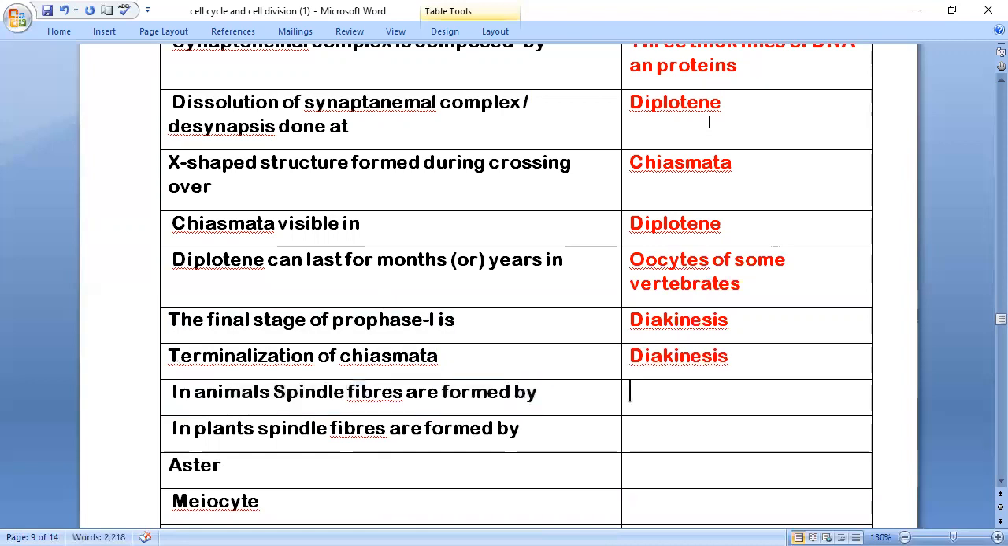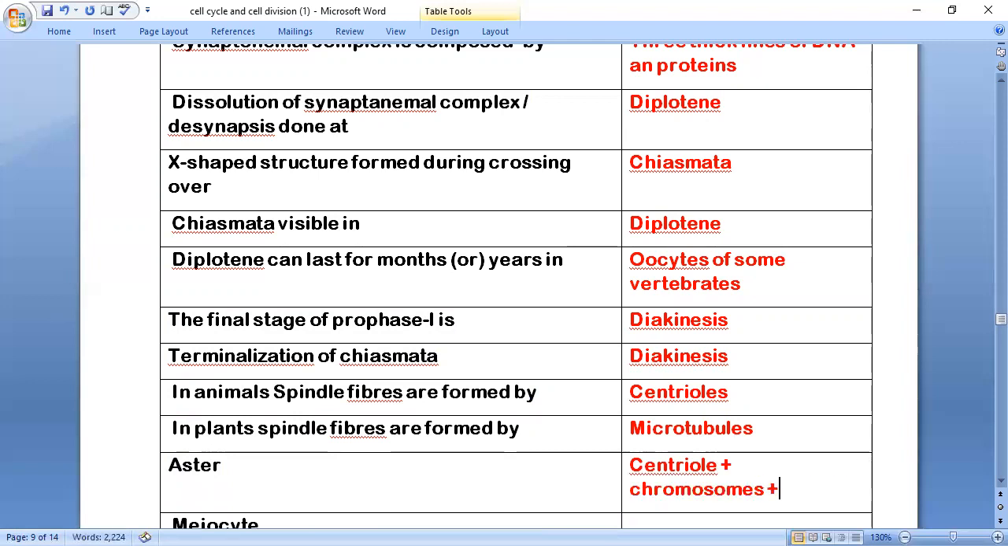In animals, spindle fibers are formed by centrioles. In plants, spindle fibers are formed by microtubules. Aster is centriole plus chromosomes plus spindle fibers.